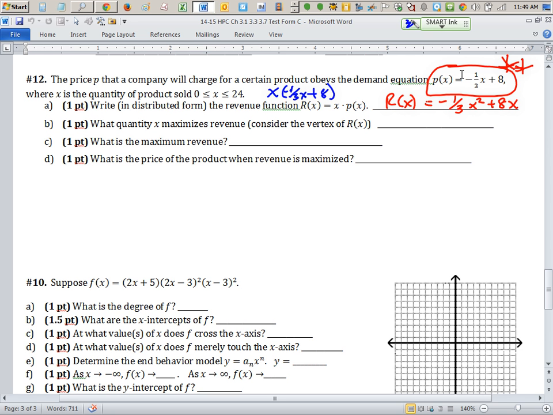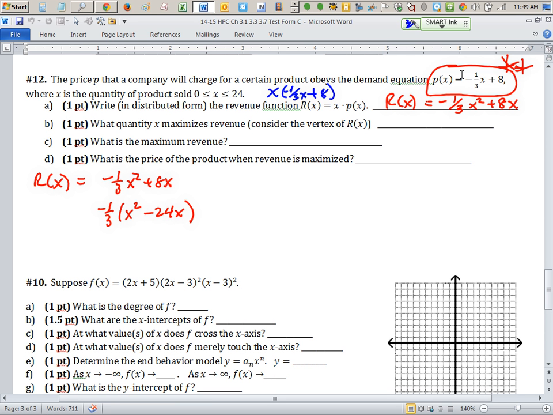It says, what quantity x maximizes revenue? But then I put, consider the vertex. Let's just find the vertex, because that's where the maximum occurs anyway. Maximum revenue. Okay, so let's play around with this for a minute. We have this new function. We just created it. I want to maybe complete the square, get the vertex figured out, or I can use that little cheat, -b/2a. That works great. I'm going to go ahead and do completing the square. So I'm going to pull out the -1/3. That's going to make this -1/3 times x squared minus 24x.